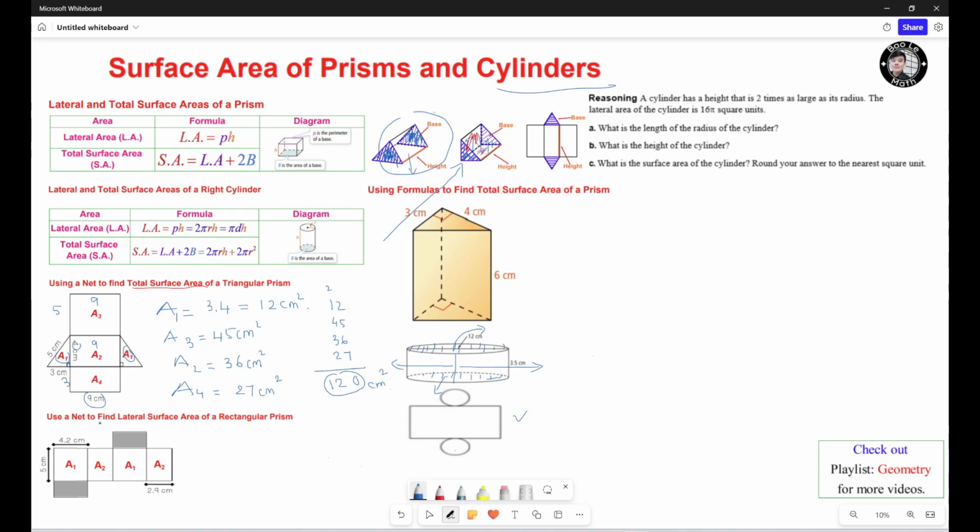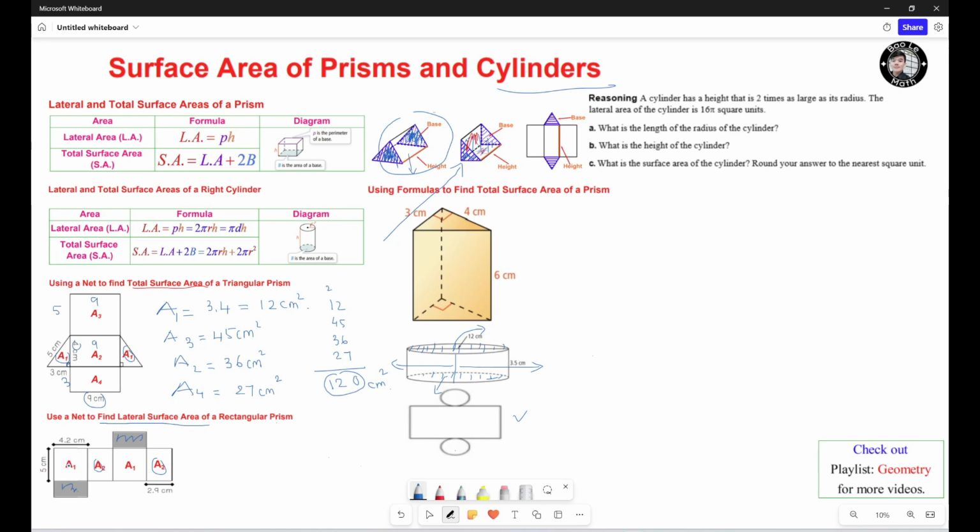Alright, let's move on to the second example. Second example asks you to find the lateral surface area of a rectangular prism. So you just exclude the 2 bases. Okay? So you know that this guy and this guy are the 2 bases. Because when you fold it, right? This guy on the top, this guy on the bottom. Okay? This guy in the back, this guy in the front, this guy left, this guy right. Alright? So it's very simple, right?